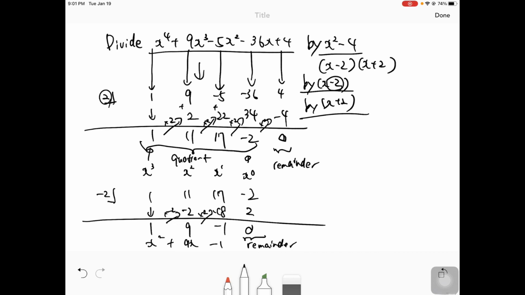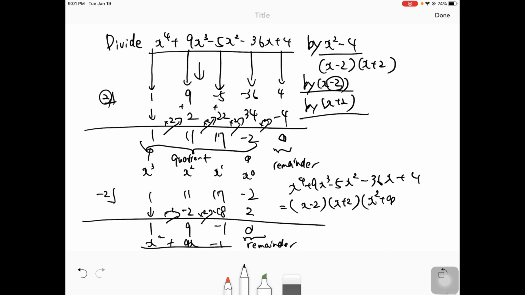Okay, now you're done. So you can write x to the power of 4 plus 9x cubed negative 5x squared negative 36x plus 4 equals, you divide it by x negative 2 and x plus 2, times the quotient, which is x squared plus 9x negative 1, and the remainder is 0. So that's it. That's how to use synthetic division.